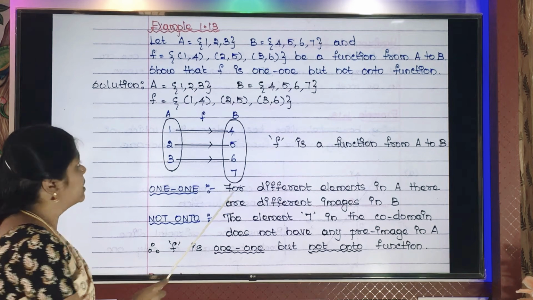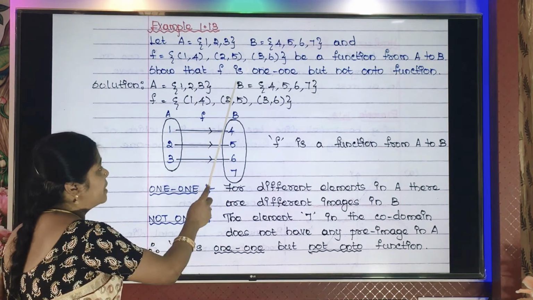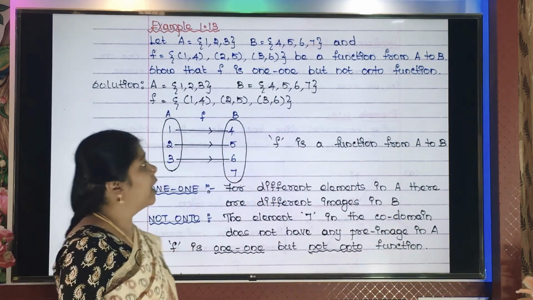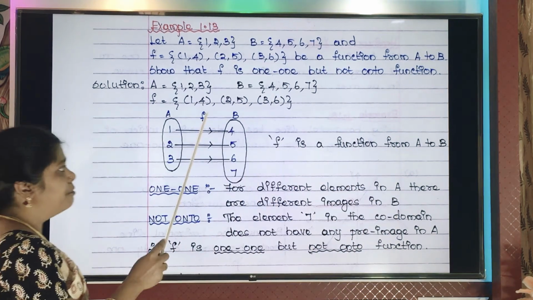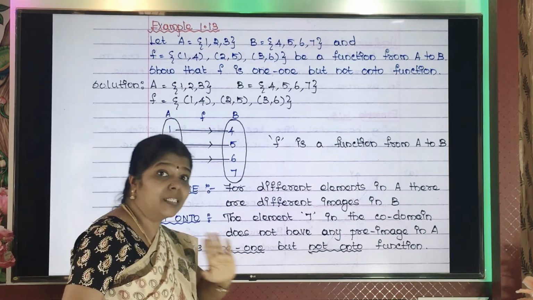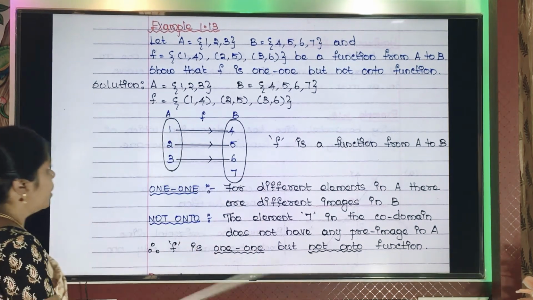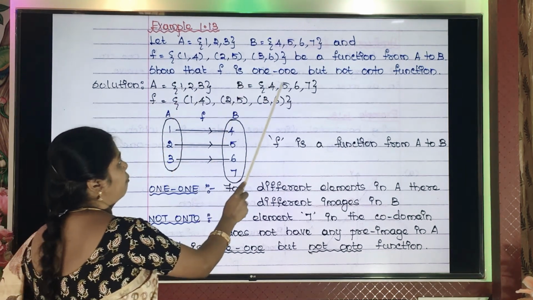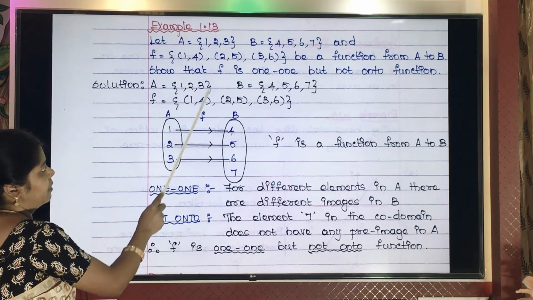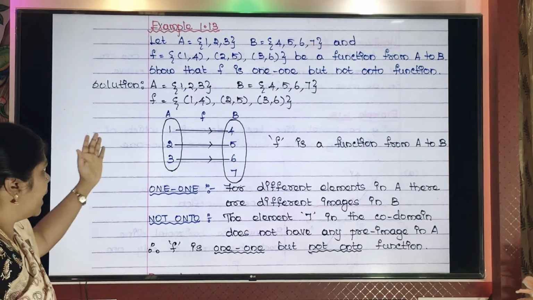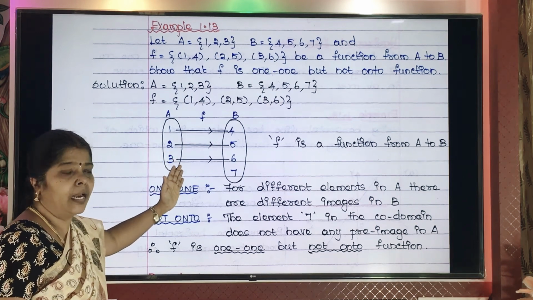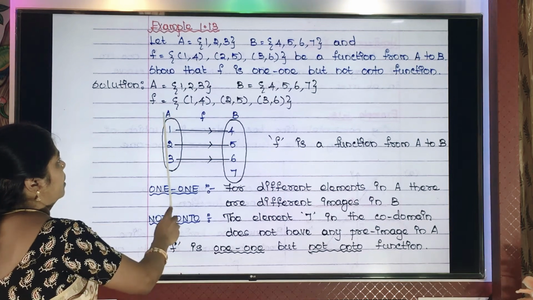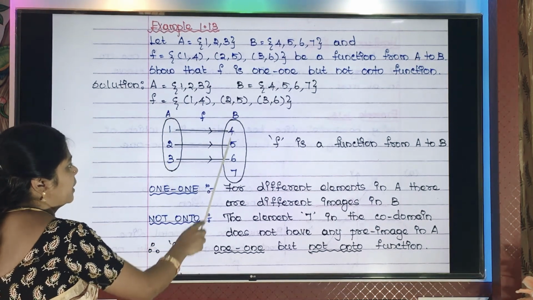What is the question asked? We need to show that f is one-to-one but not onto function. How to show? Write set A as {1, 2, 3} and B as {4, 5, 6, 7}, and whatever function they have given, take and write. Now we can prove this with the help of an arrow diagram. Draw the arrow diagram, write set A, set B and write the elements within the set.